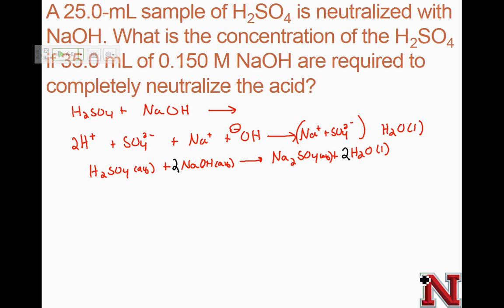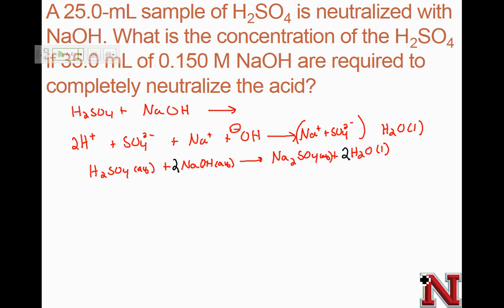So when we balance this equation, we see that we now have our stoichiometric ratio. So now the question is asking, we know how much volume of H2SO4 we have, and we neutralized it with sodium hydroxide. It took 35 milliliters of a certain concentration of sodium hydroxide.